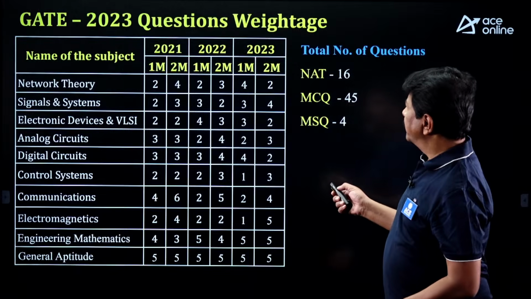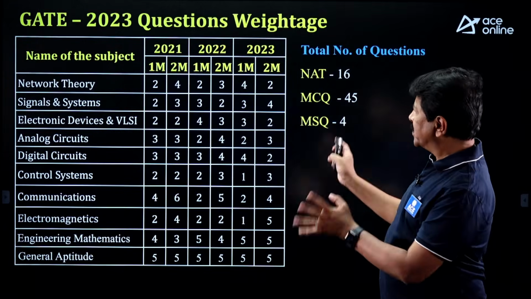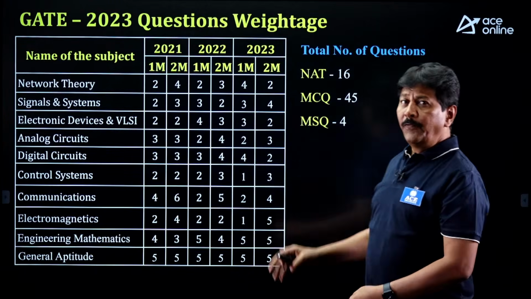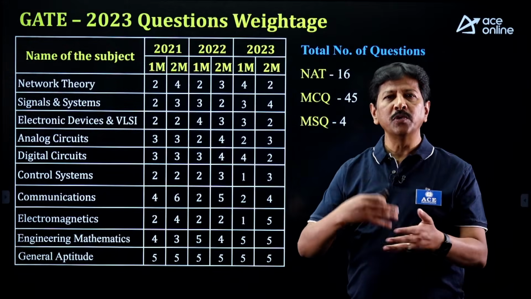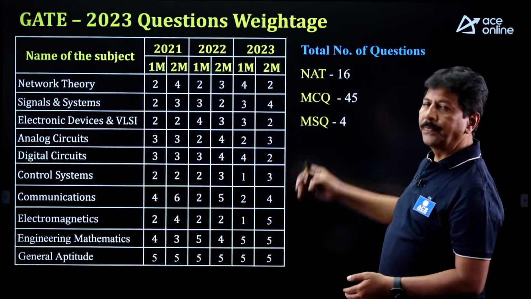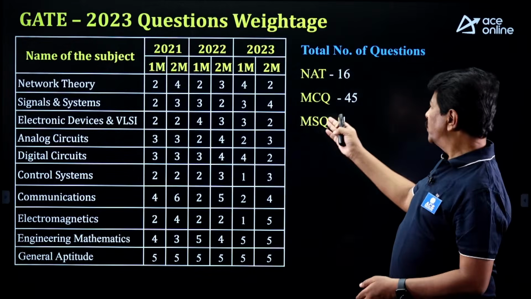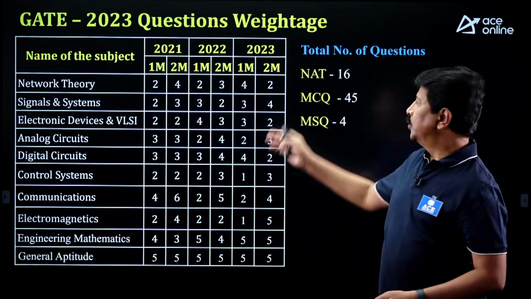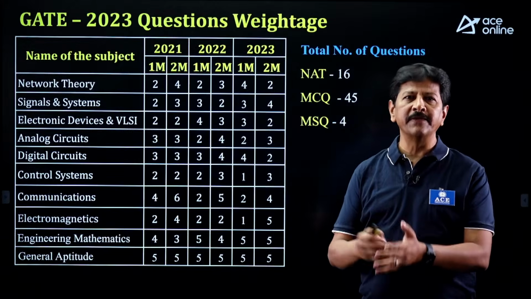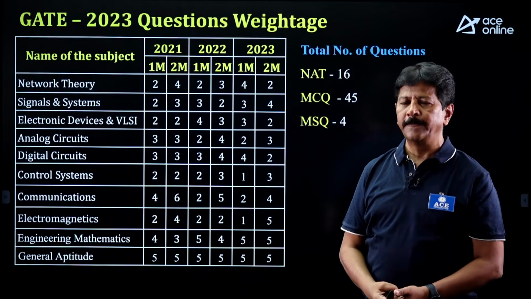As you can see here, these are the 1 mark questions and 2 mark questions given in each of the subjects. Almost all the subjects have an equal distribution of the marks. If you look at how the MCQ, MSQ and numerical answer type questions are given, this is the final thing. MCQ questions are 45, MSQ questions are 4, and numerical answer type questions are 16. Of course, this is totally 65 questions. Some of them are 1 mark questions and some of them are 2 mark questions.